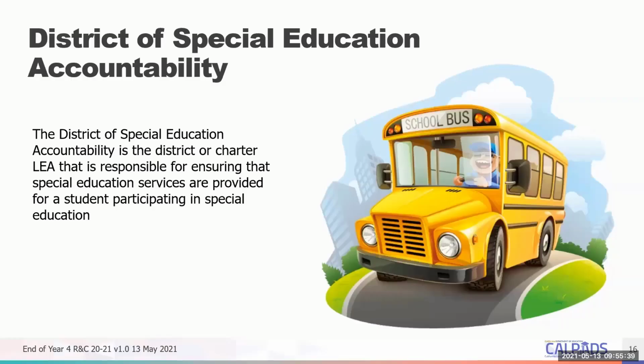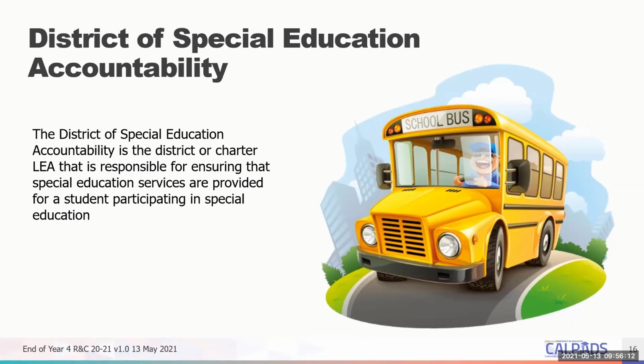One of them is the District of Special Education Accountability. This is identified in your special education program file. Of course, it always identifies who's responsible for ensuring the student's special education services are provided. It's of particular importance because the DSEA, or the District of Special Education Accountability, is going to be reflected on the California School Dashboard.